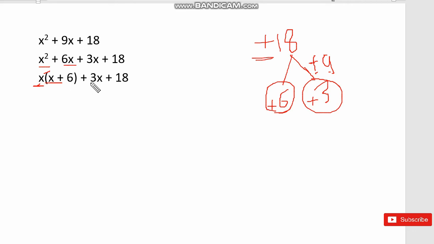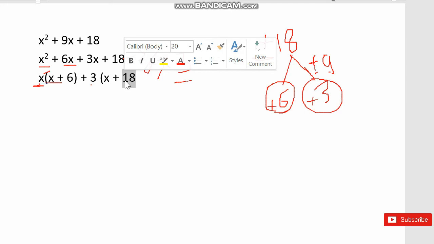Then 3 into 3x plus 18. What does 18 mean? 18 means 6 multiplied by 3. Here 3 and here also the 3. So what do we get here? 3 as a common. Let us write 3 as a common. And what is the remainder here? 6.